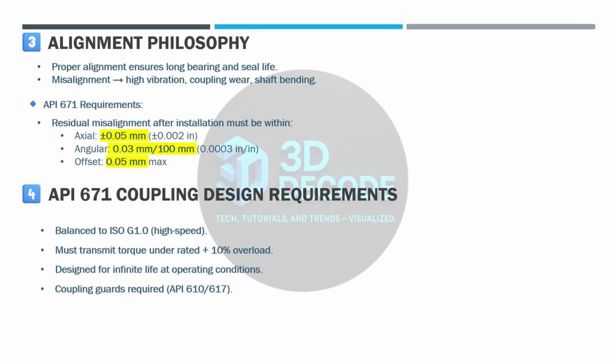Axial, 0.05 millimeters, 0.002 in. Angular, 0.3 millimeters per 100 millimeters, 0.003 in. Offset, 0.05 meter max.